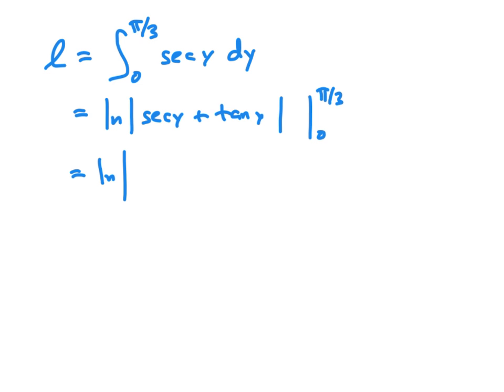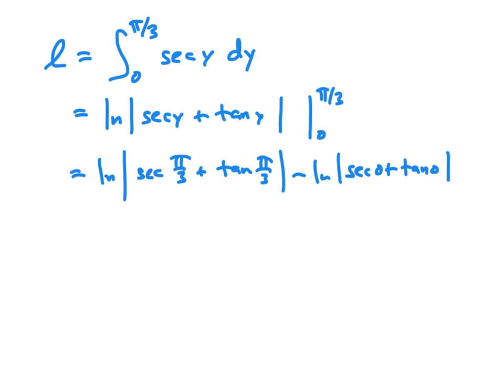When we substitute pi over 3 into this expression, we're going to get the natural log of secant of pi over 3 plus tangent of pi over 3, minus the natural log of secant of 0 plus tangent of 0. And now we just evaluate these trig functions appropriately.